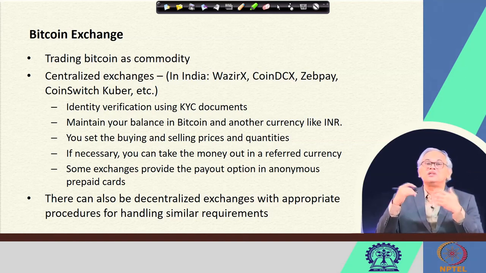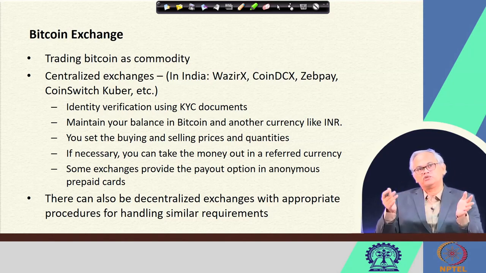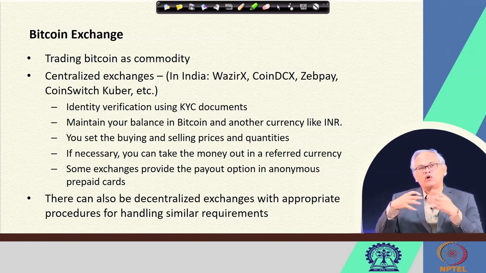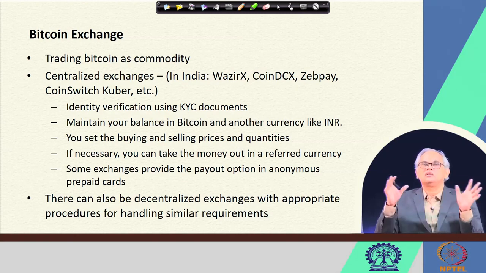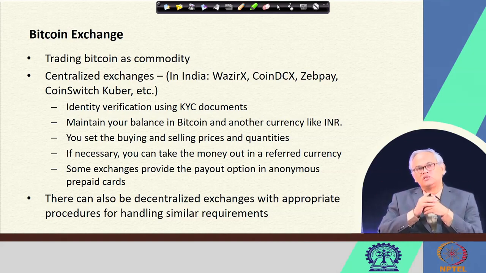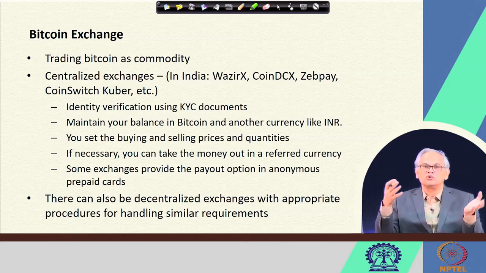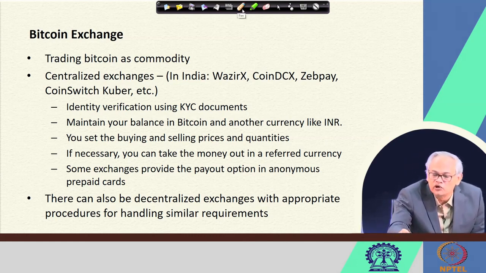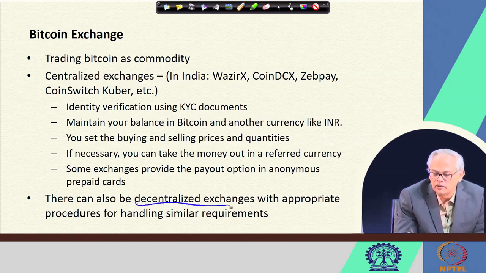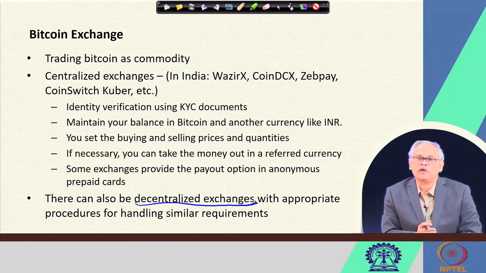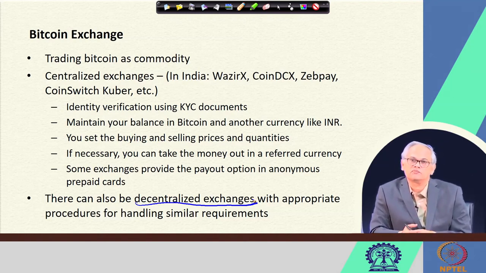And also there could be some decentralized exchanges with appropriate procedures for handling similar requirements, because after all these Bitcoin and other blockchain networks are supposed to be completely decentralized in their operations. If you have centralized exchanges, then this notion of decentralization goes. So, there are technical ways of actually implementing such decentralized exchanges, which is an important concept. But it also has to be ensured that if something goes wrong, you know on whom you can bank upon, so that you can recover your money.